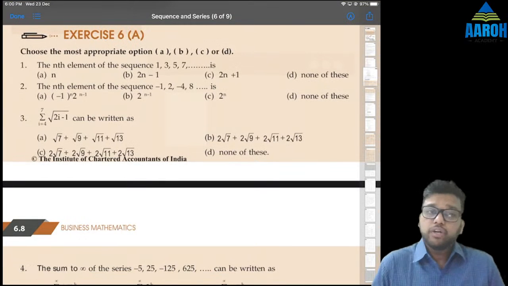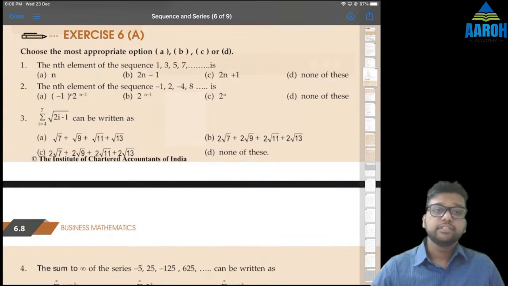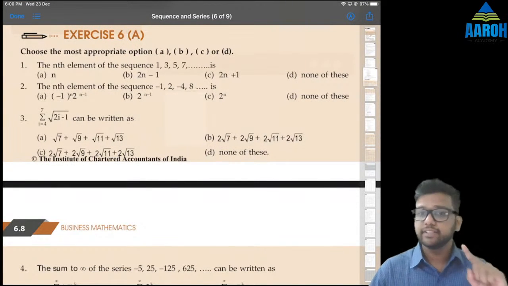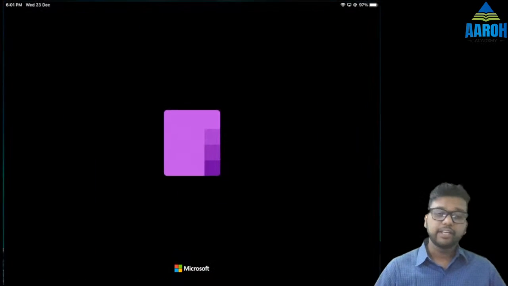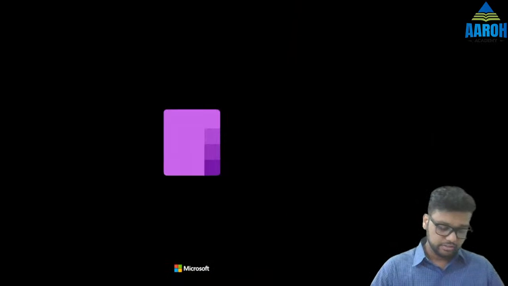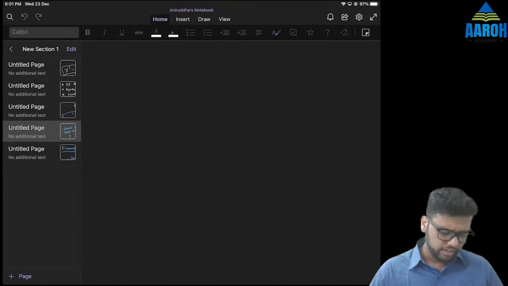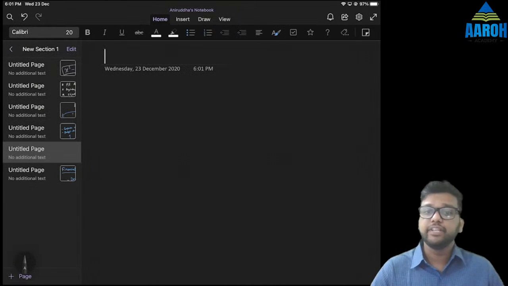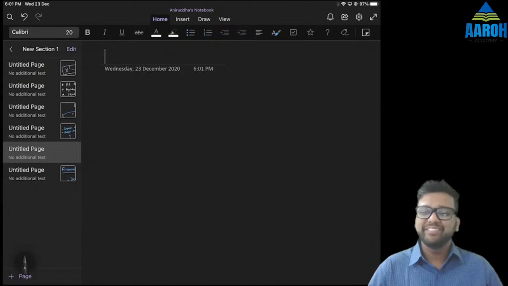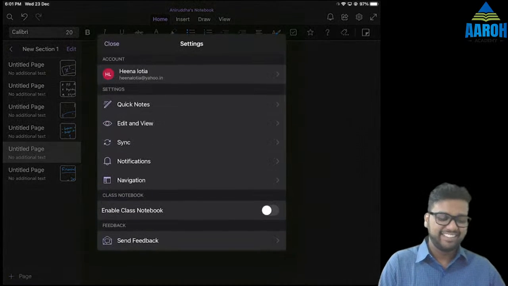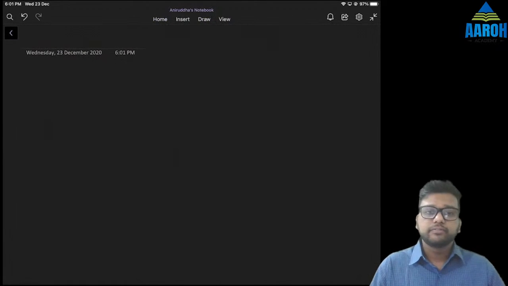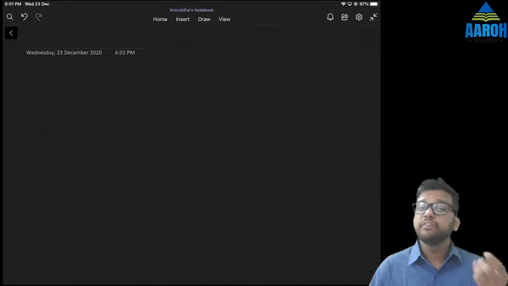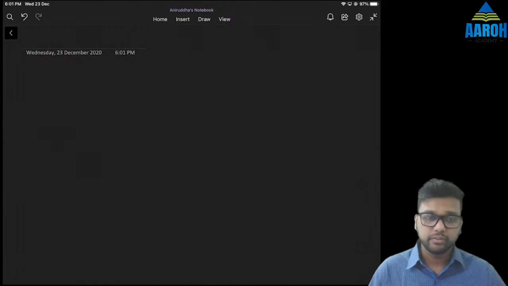So what we are going to do in this batch is solve exercises of all the important chapters. Right now we are starting with sequence and series. We'll try to solve one exercise in every lecture. Before starting, we'll revise all the formulas quickly.